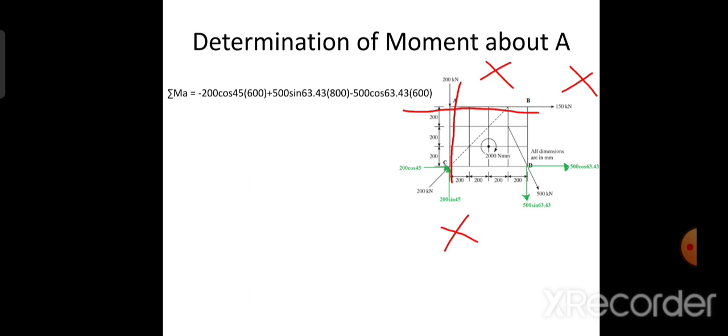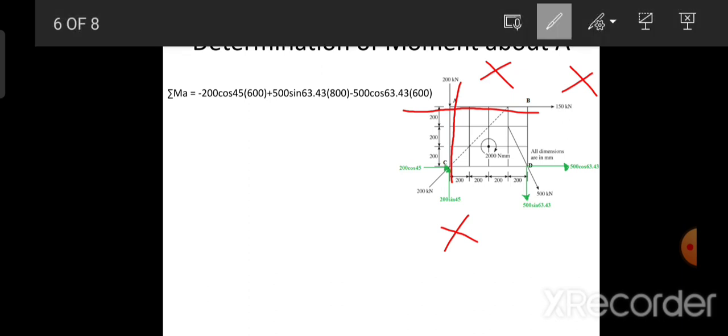Here the moment is calculated as follows. We have 200 cos 45, and apart from that we have these forces. Based on that, the vertical distance is 600. So 200 cos 45 into 600: go along the force through the line of action and touch point A. It is an anti-clockwise moment, hence it is negative. Next, the 500 sine component here should not be considered. Next, 500 sine 63.43: for that, the horizontal distance is equal to 800.